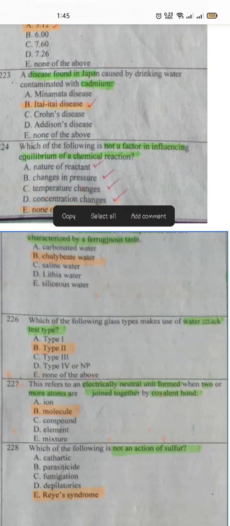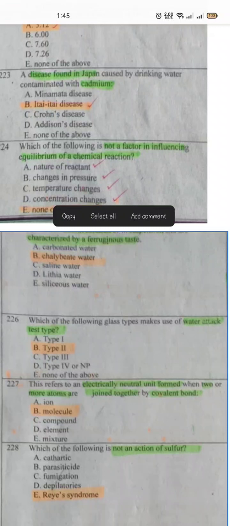Chalybeate, which contains iron in solution or suspension, characterized by a ferruginous taste. Yung ferruginous taste is due to the presence of your iron in the solution or suspension. Lithia water, from the word lithia, meron siyang lithium in the form of carbonate or chloride. So, the presence of lithium carbonate or lithium chloride.